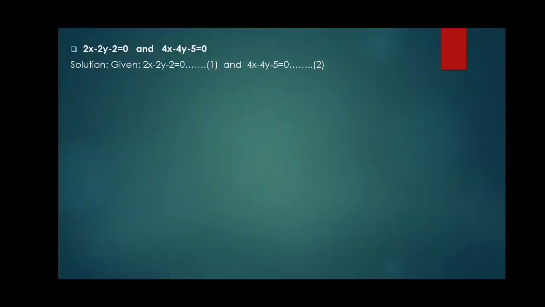So given 2x minus 2y minus 2 is equal to 0 is the first equation, and 4x minus 4y minus 5 is equal to 0 is our second equation. Writing down the coefficients, a1 is equal to 2, b1 is equal to minus 2 because minus 2y, and c1 is equal to minus 2. Similarly, a2 is equal to 4, b2 is equal to minus 4, and c2 is equal to minus 5.